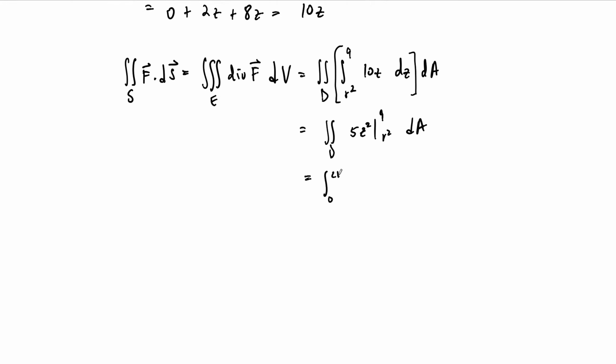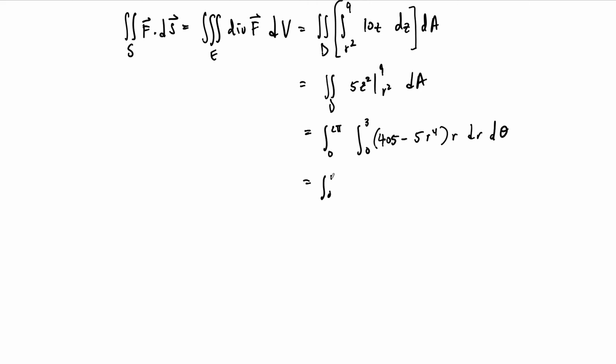And so this is going to be the integral from 0 to 2 pi, integral from 0 out to 3 for r. And then when we plug this in, we get 9 squared times 5, so 81 times 5. So we get 405 minus 5 r to the 4th, all times r dr d theta. This is, of course, separable. So we end up with the integral 0 to 2 pi d theta times the integral from 0 to 3 of all this, and this can be computed in two parts, right? 405r minus 5r to the 5th dr.